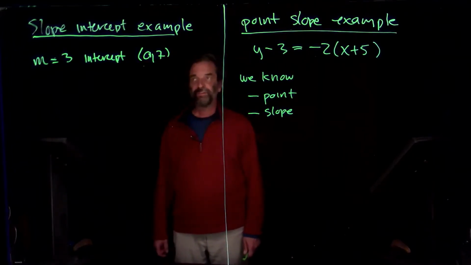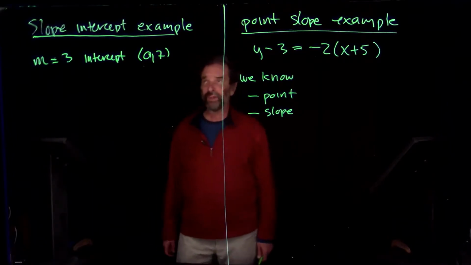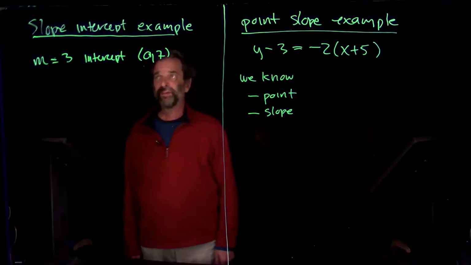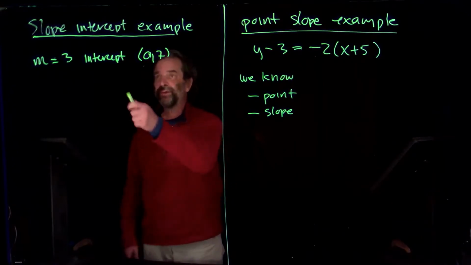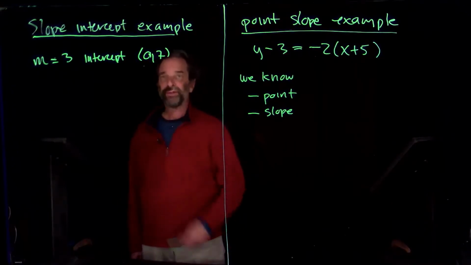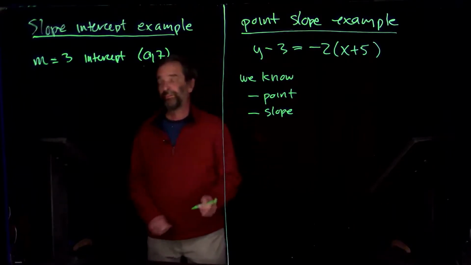So here's a couple of short examples, and maybe a little more graphic than we've been doing so far. Here's a slope-intercept problem. It says here's a line that has slope m equal to 3 and y-intercept (0, 7). Let's find the equation and let's sketch the graph.